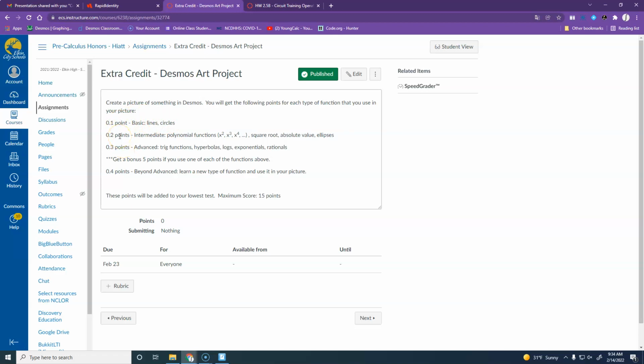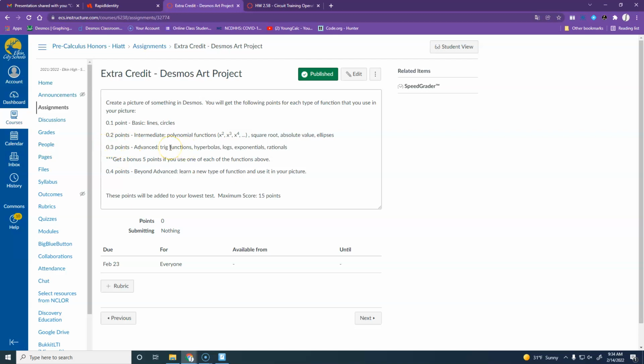You get 0.2 points for any intermediate functions. I've classified those as being polynomial functions, which is basically like x squared, cubed, 4th power, 5th power, 6th power, whatever you want to do there. It could be something like x to the 5th minus 7x plus 4x plus 3, something like that. So polynomial functions, square root functions, absolute value functions, and ellipses. I put those here in what I decided I thought was intermediate.